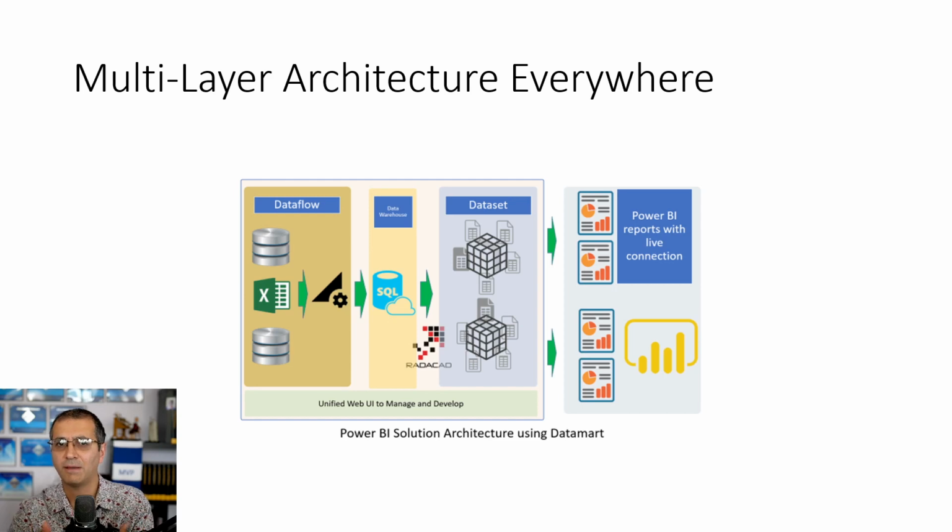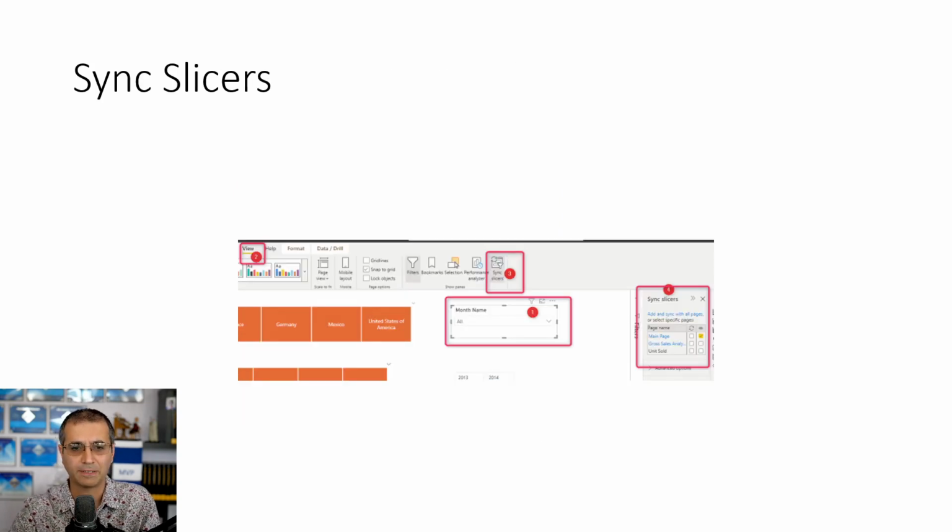The data set can also itself be a multi-layer architecture. You can have data sets, then chain data sets from those data sets. This multi-layer architecture, anywhere that you want to reuse components, can be really helpful. So make sure to use that.